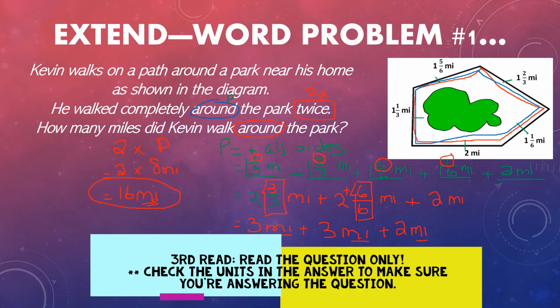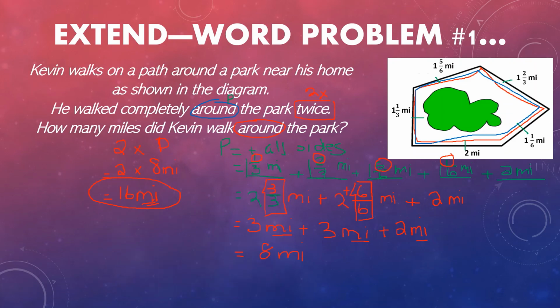So now my third read will be just reading the question only. And the question asks, how many miles did Kevin walk around the park? So I look at my answer and my answer is 16 miles. I know that I've answered this question that they're asking.